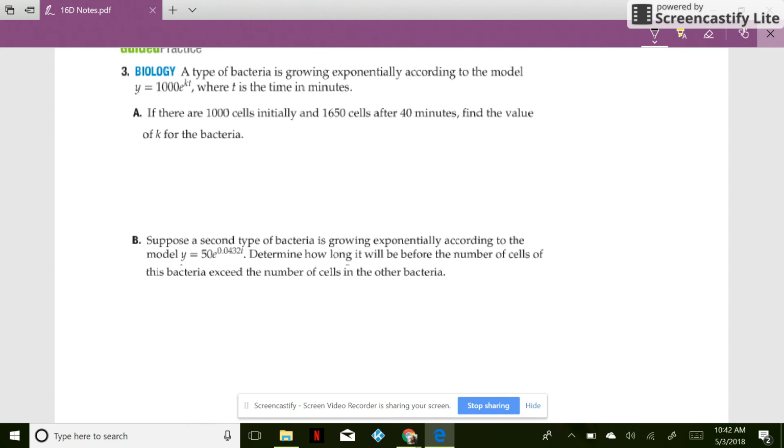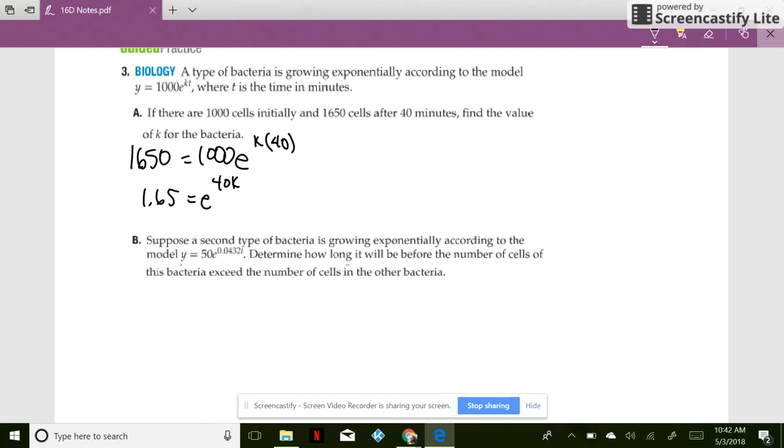So a type of bacteria is growing exponentially according to the model. If there are 1,000 cells initially, it's 1,650 cells after 40 minutes. Find the value of k. So Y is how much we have after the time. So that's 1,650. 1,000 is what we started with, e to the k, that's what we're looking for, times time. So time is in minutes, so we can just use 40. So divide by 1,000, you get 1.65 is e to the 40k, again positive k.